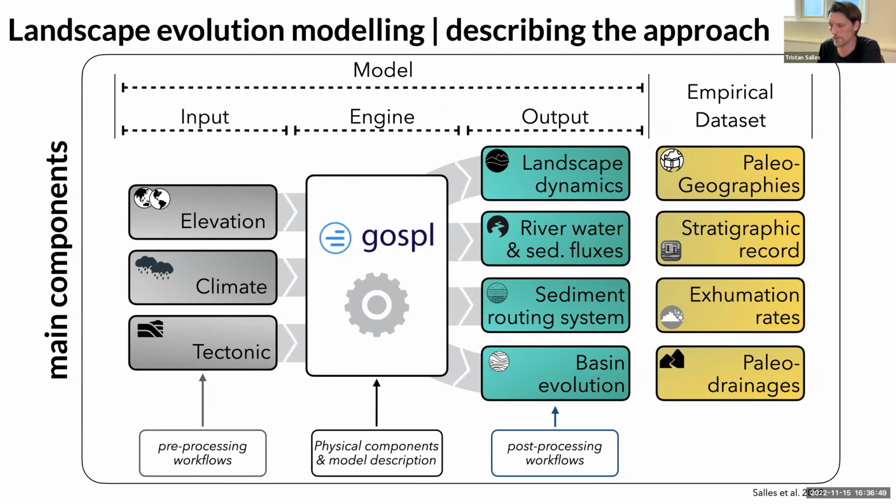So again, I'm not going to define that, but basically we use the same kind of model. And what we can do is we can test different elevation, different climate, or different tectonic scenarios, and evaluate, first, how the landscape evolution component is working by comparing it with observation.